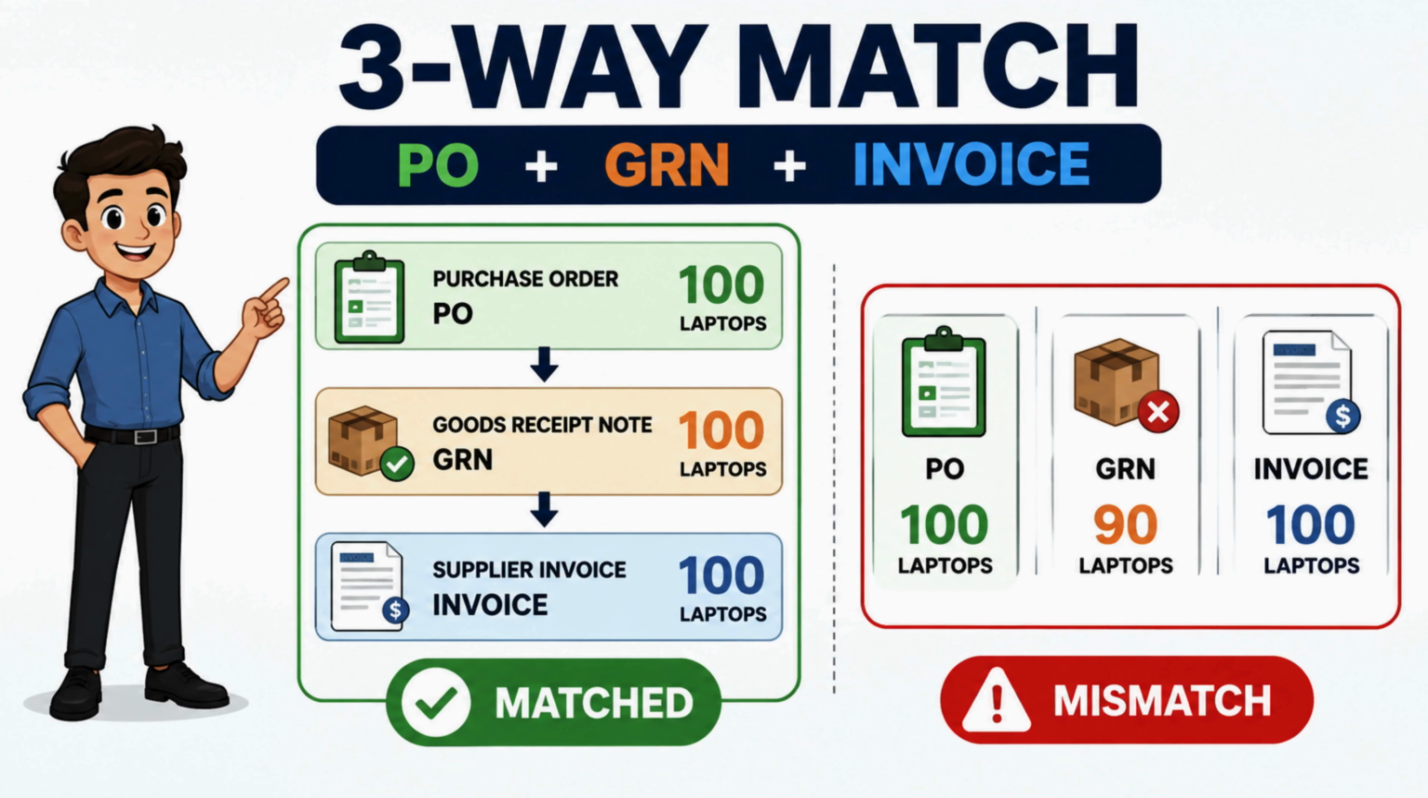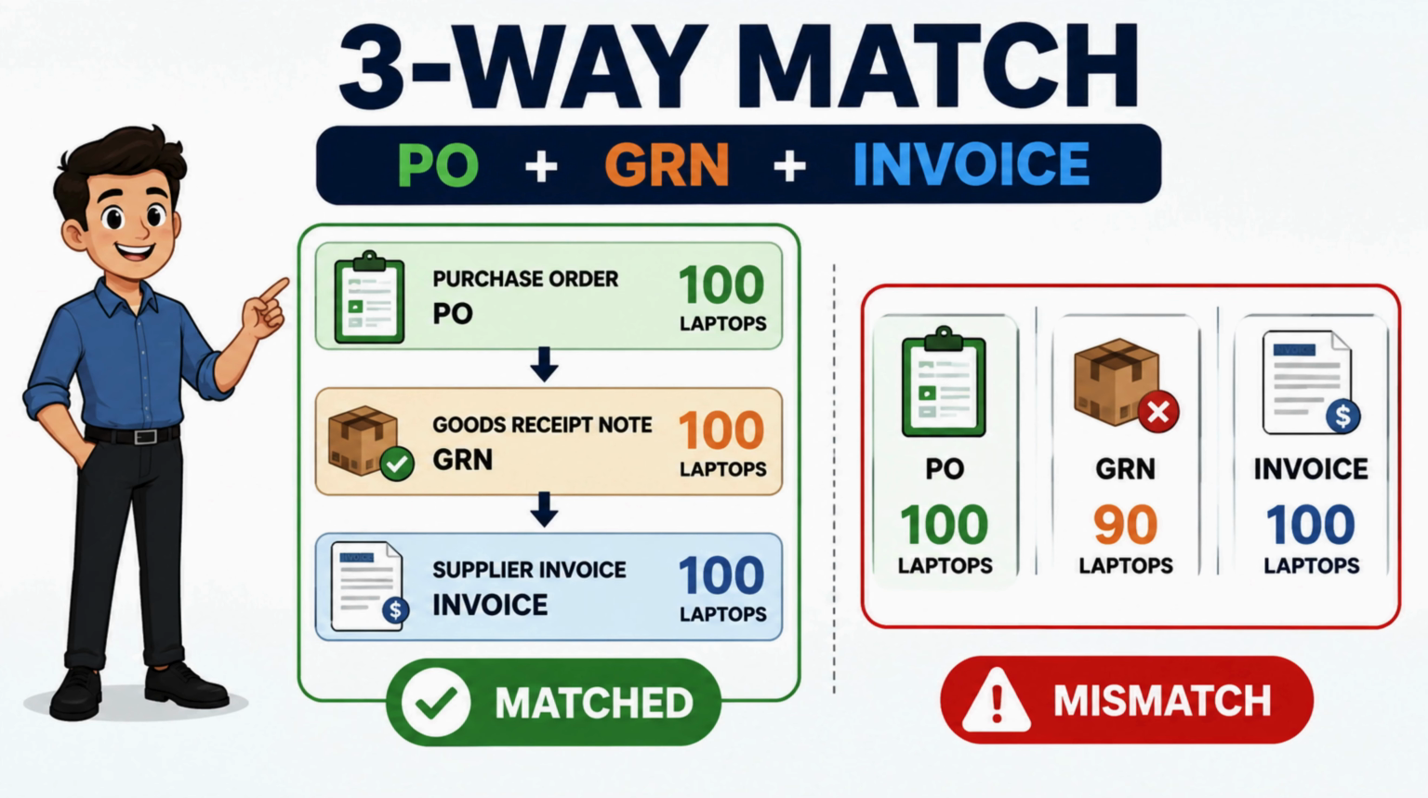Question 9. What is three-way matching? Three-way matching is one of the most important AP interview questions. Three-way matching compares the purchase order, goods receipt note, and supplier invoice. For example, the PO is for 100 laptops. The GRN confirms 100 laptops were received. The invoice is also for 100 laptops. Everything matches. But imagine the GRN shows only 90 laptops while the invoice is for 100. Now there is a discrepancy that needs to be investigated before payment.